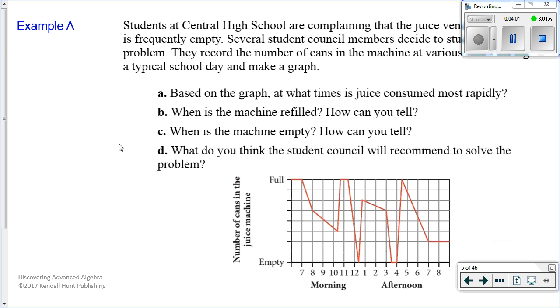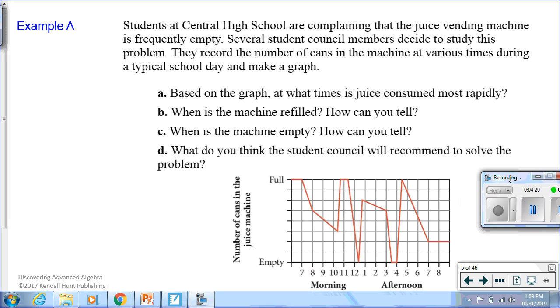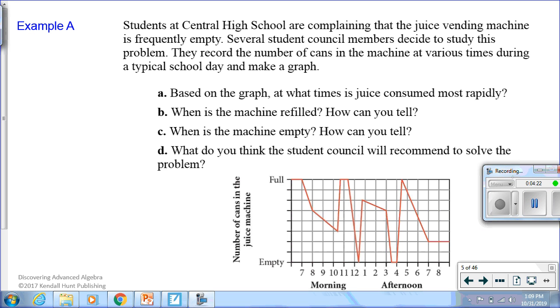Let's look at an example. Students at Holy Angels are complaining that the juice vending machine is frequently empty. Several student council members decide to study this problem. They record the number of cans in the machine at various times during a school day, and they make a graph, and that graph is down here at the bottom. All right, so let's take a look at some of these questions.